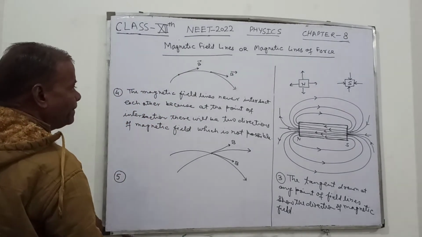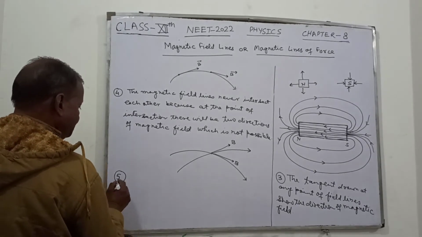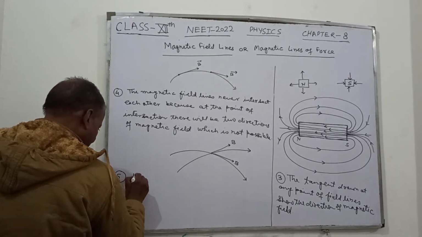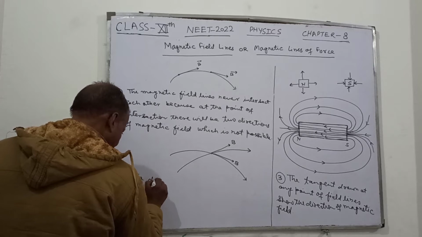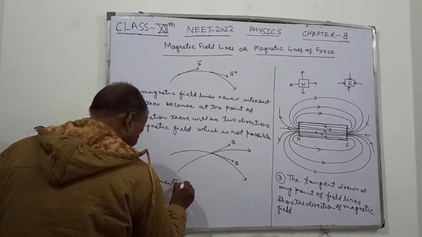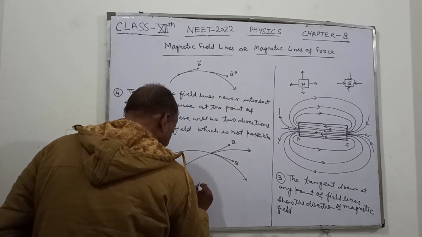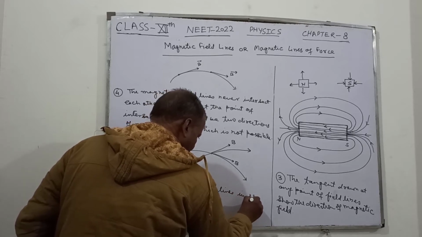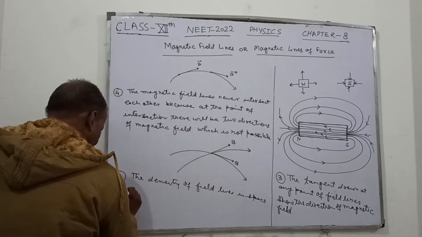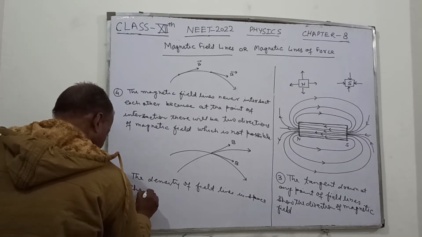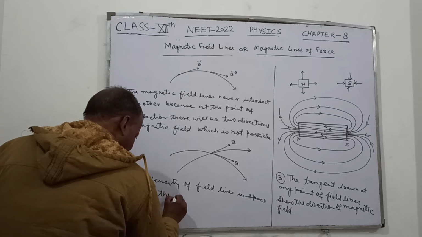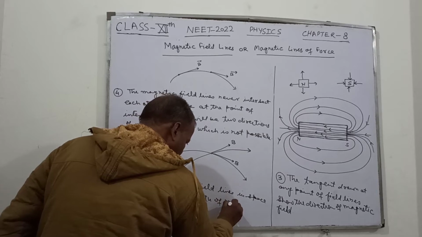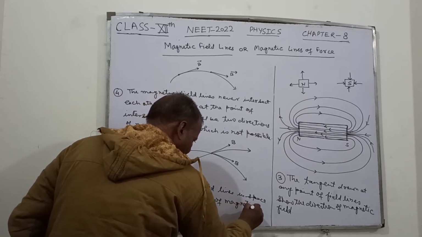Number 5. The density of field lines in a space shows the strength of the magnetic field.